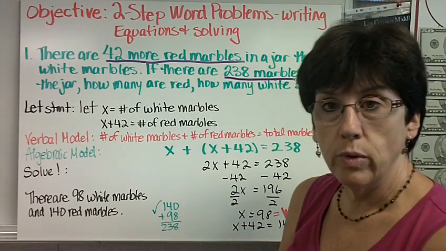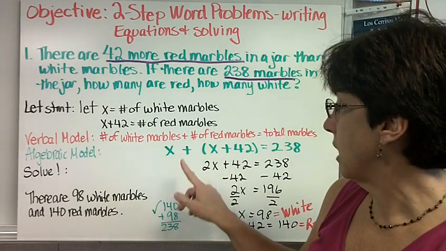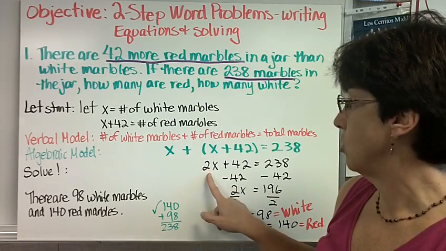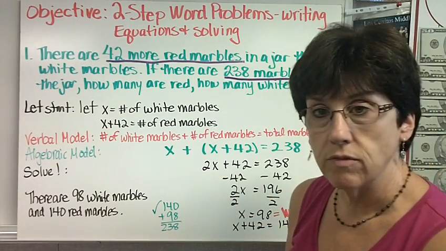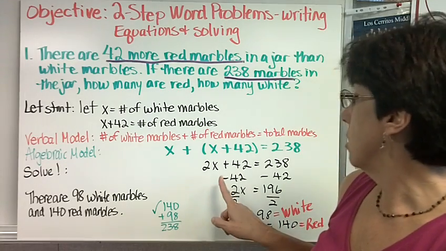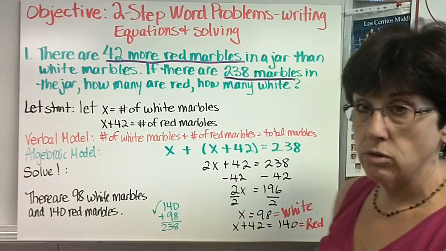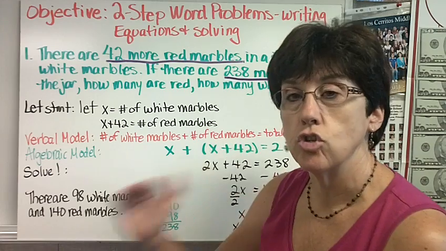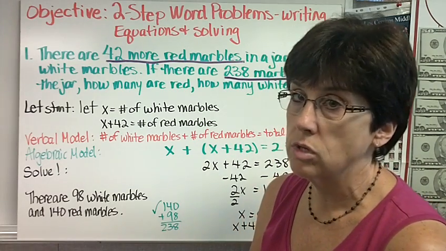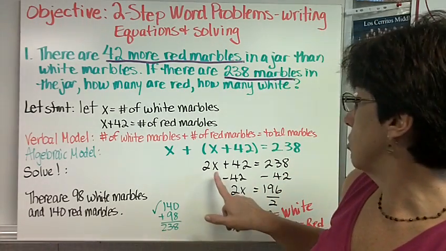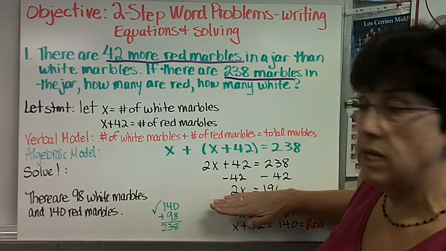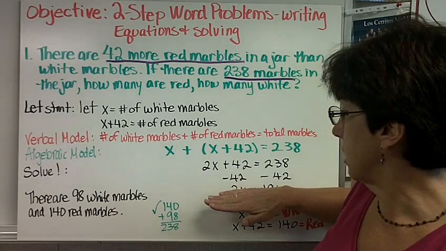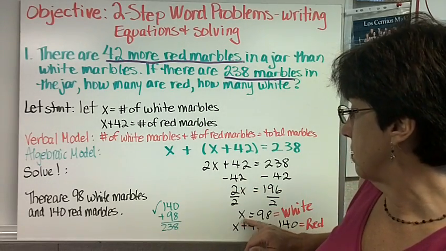All right, now we are ready to solve. So we combine like terms. x plus x is 2x, 2x plus 42 is 238. We do the inverse of the adding or subtracting first. So we subtract 42 from both sides of the equation, and you have to show me all this work. This is not work that you're doing in your head. All right, so subtract 42, we have 2x equals 196. Divide both sides of the equation by 2, and we get x equals 98.